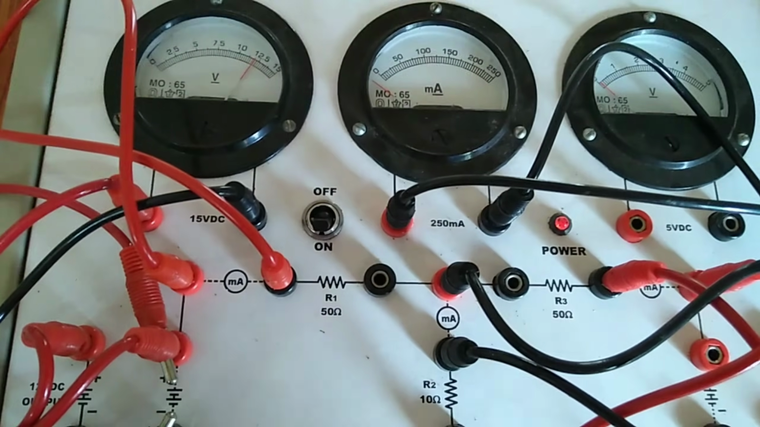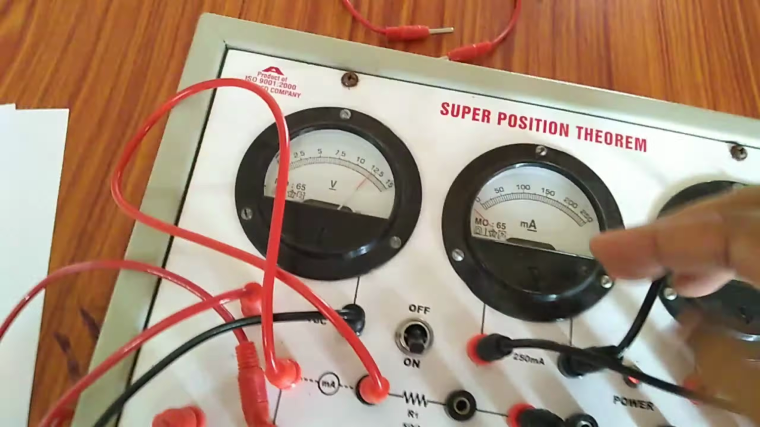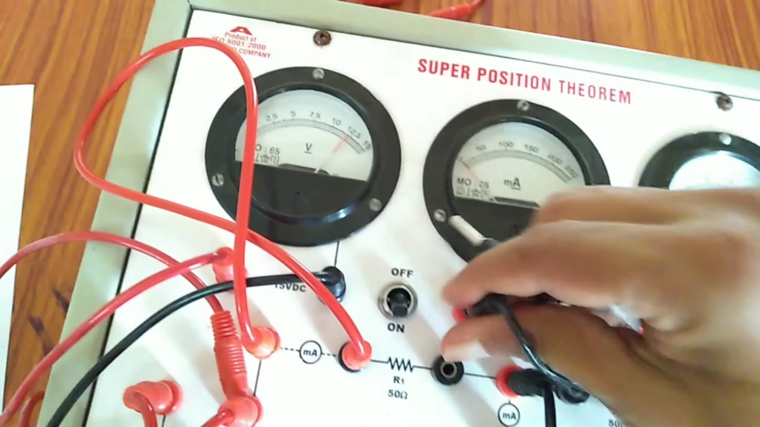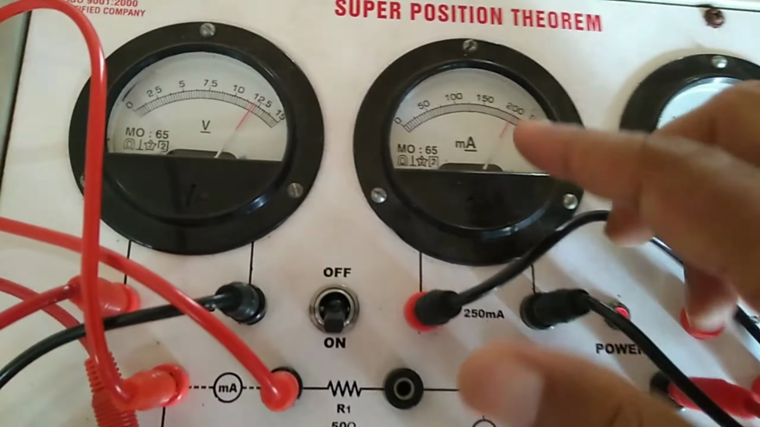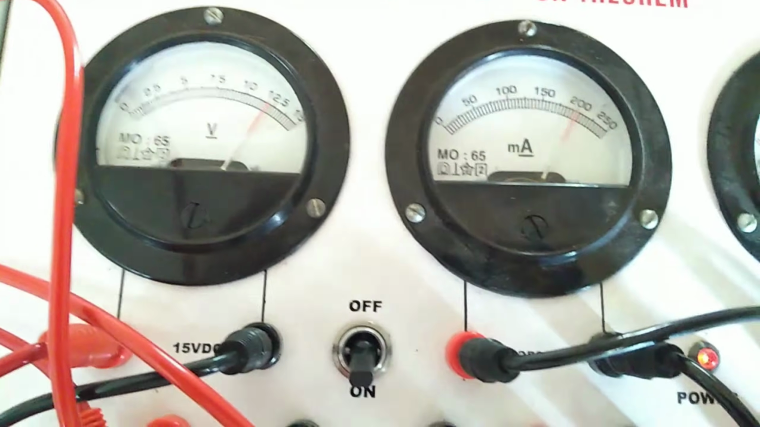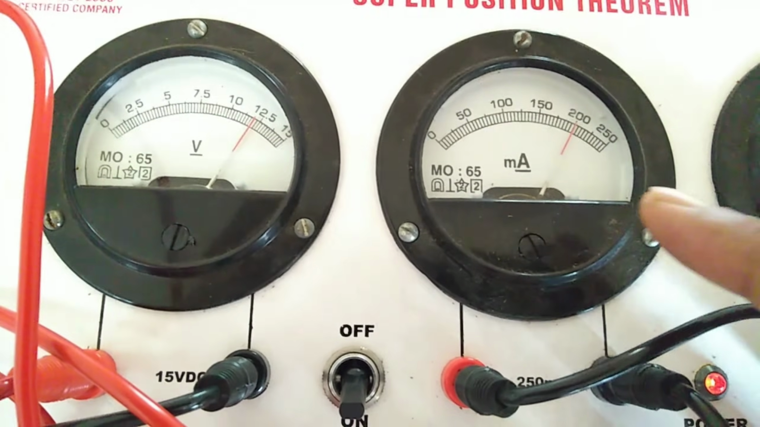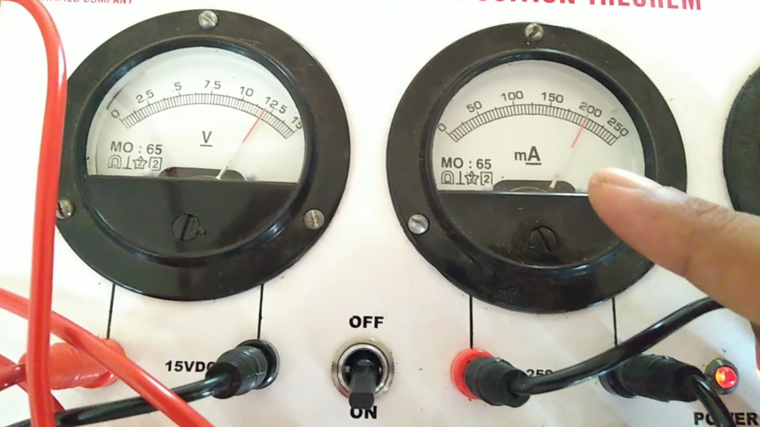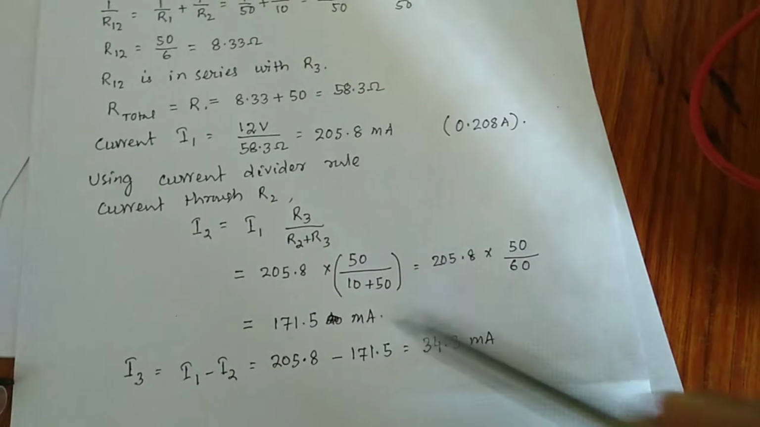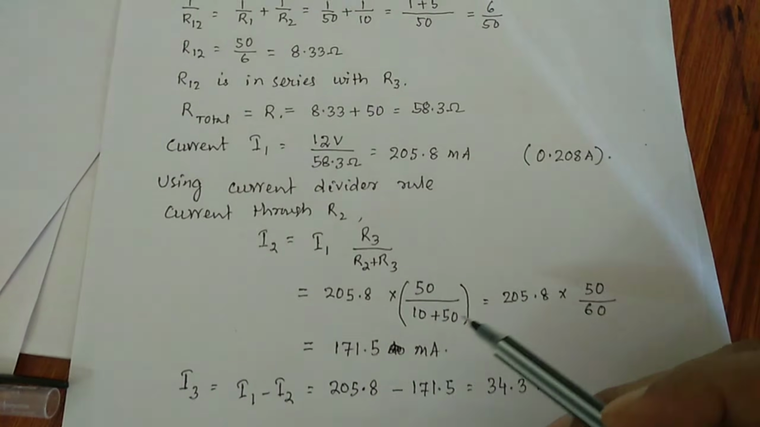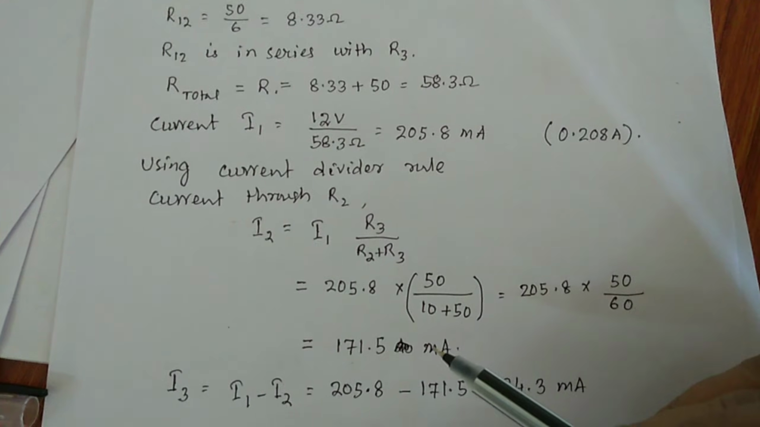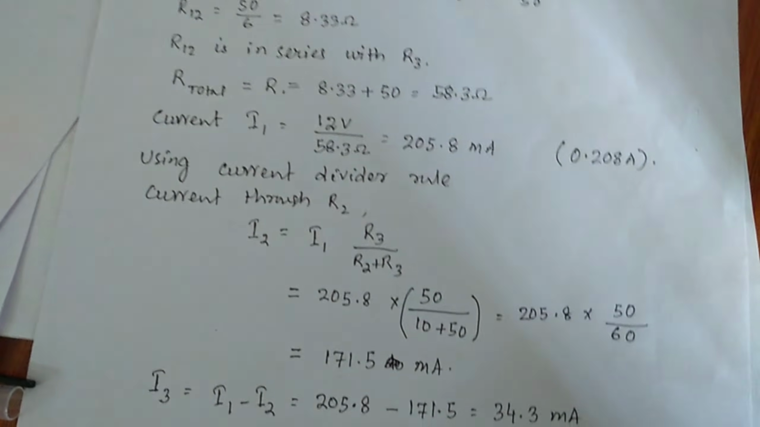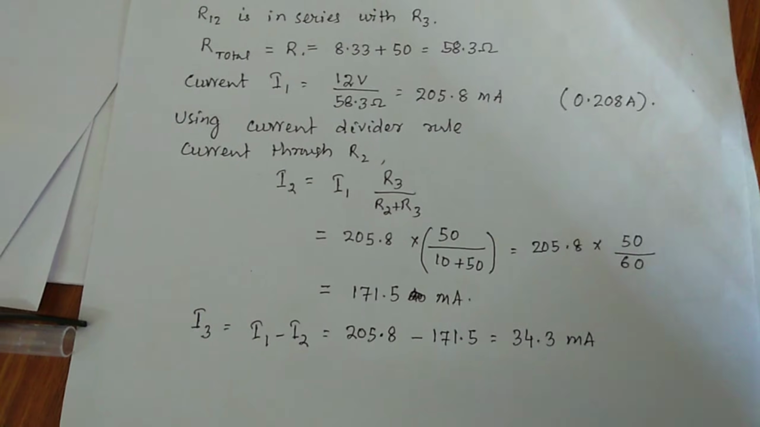See, I am connecting it, and the input voltage is the same. So the measured current, you see, is nearly 171.5 milliampere. Okay, so you see our calculated value is 171.5 milliampere, and you simply calculate the value of I3.